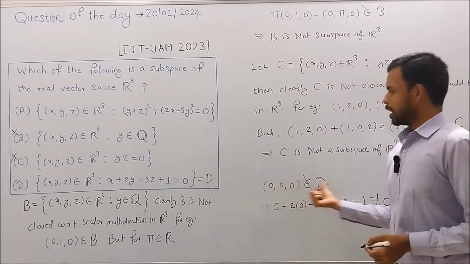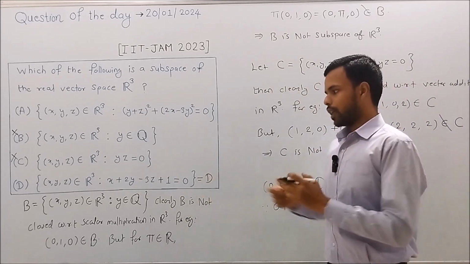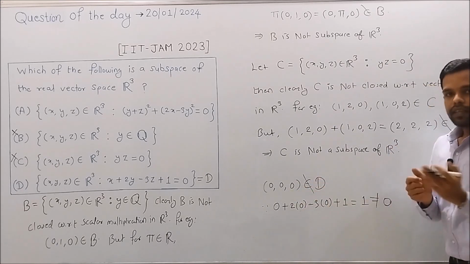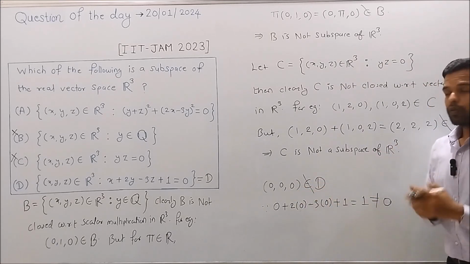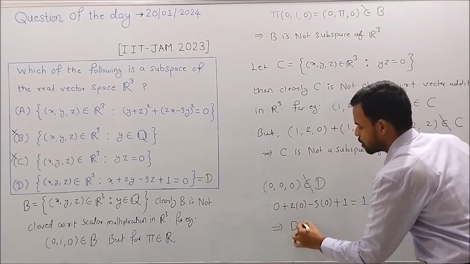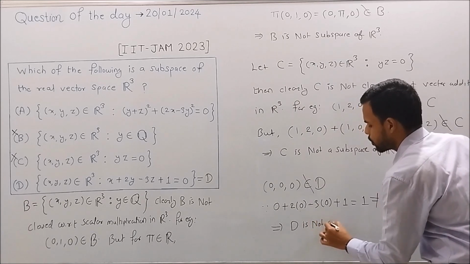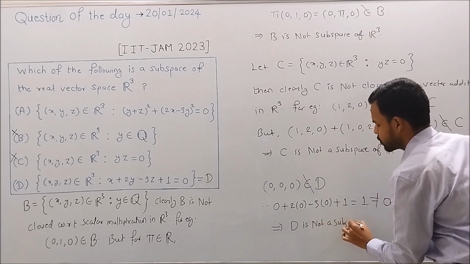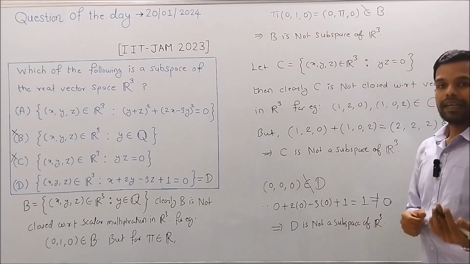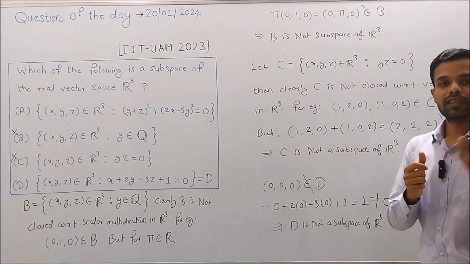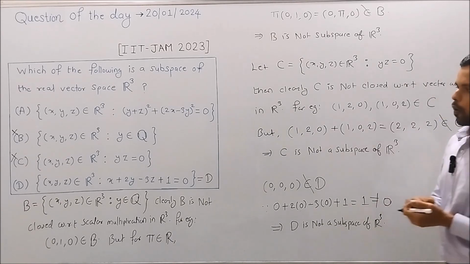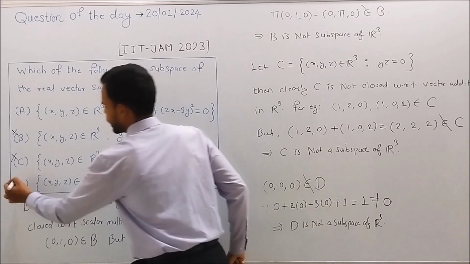So this element does not belong to D, and so D does not contain the identity with respect to vector addition. So D cannot be a subspace. This implies D is not a subspace of R3, because a subspace must contain the 0 element, that is the identity with respect to vector addition. So option D is also discarded.